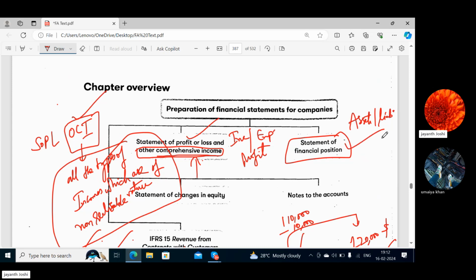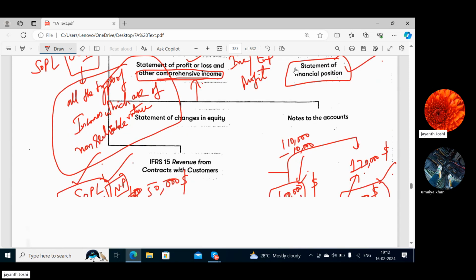So that is nothing but the statement of financial position, which tells you about the financial position of the company at the end of the year. And every year, if your statement of financial position is showing increasing figures, that means the value of the company is growing every year. Okay, then comes the statement of changes in equity.